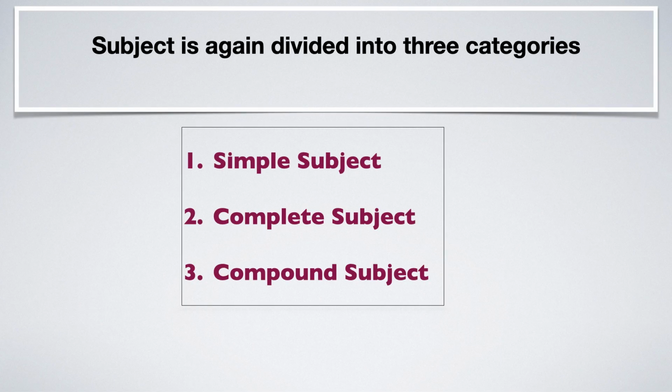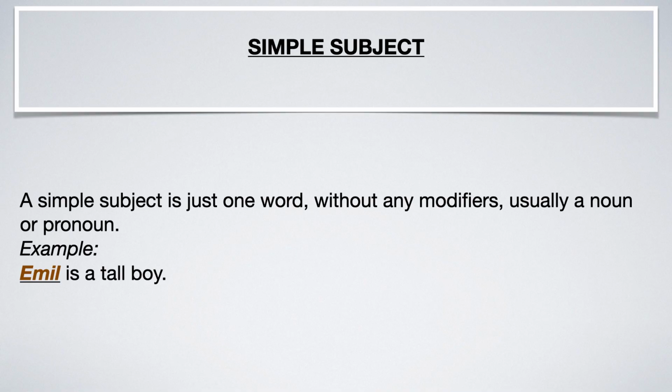Subject is again divided into three categories: simple subject, complete subject, compound subject. First one is simple subject. A simple subject is just one word without any modifiers, usually a noun or pronoun. Example: Emil is a tall boy. As the name indicates, simple subject is just one word without modifiers.